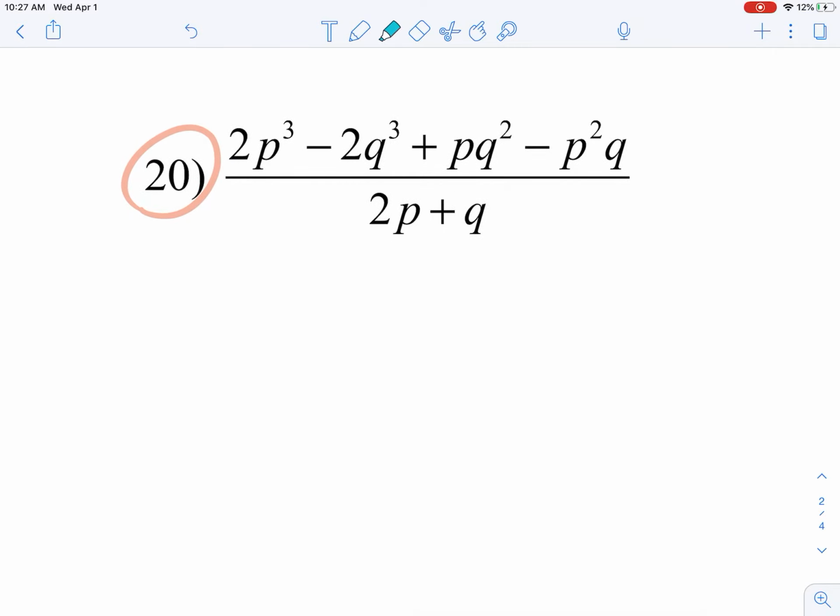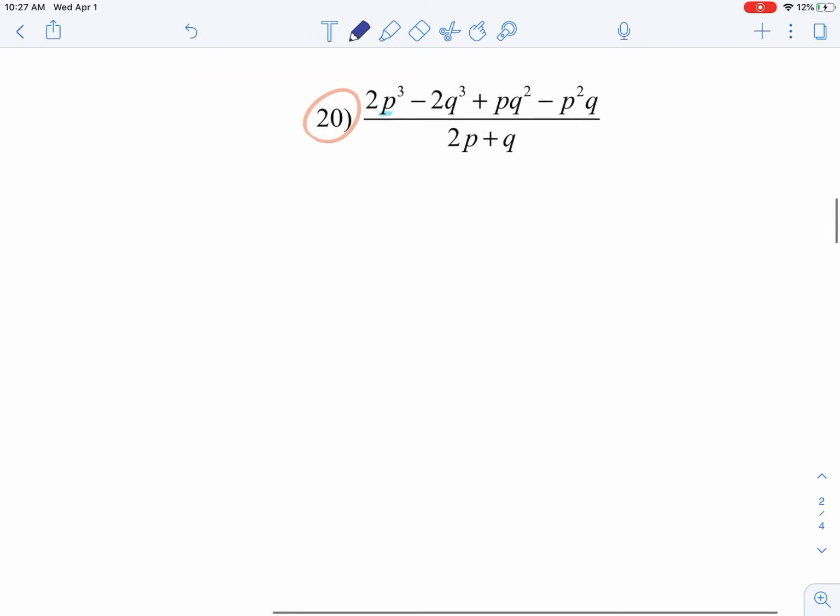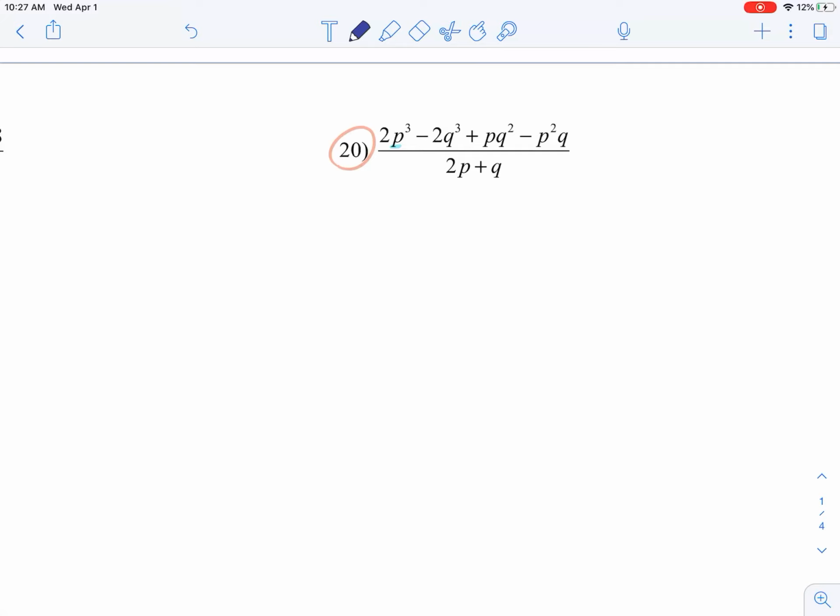Okay, I'm going to write this in terms of decreasing order of p's. Decreasing order of p's. So, p cubed, and then I've got the p squared, and then I've got just p, and then I don't have any p's. So I had to rearrange those to be in decreasing degree of the variable p.